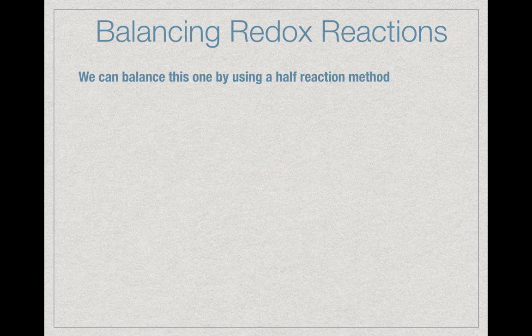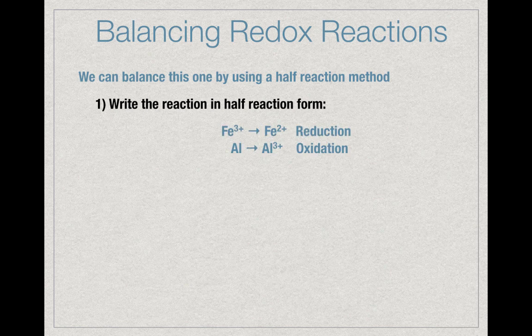The easiest way to balance redox reactions is to use what's called the half reaction method. This has some steps, and then we're going to expand this a little bit more. So our initial method, first thing we're going to do is to write the reaction in half reaction form. So that reaction, we had Fe3+ going to Fe2+. That's our reduction half reaction. And Al going to Al3+. That's our oxidation half reaction.